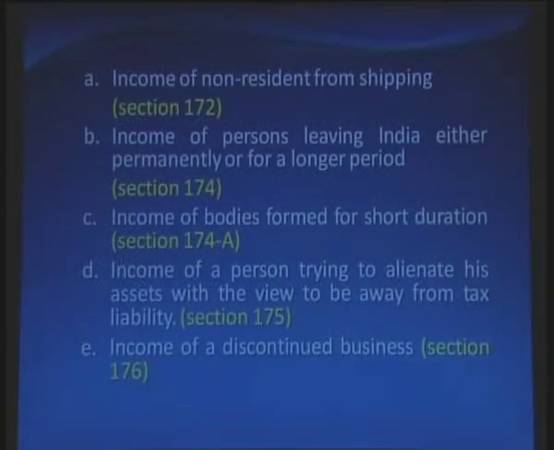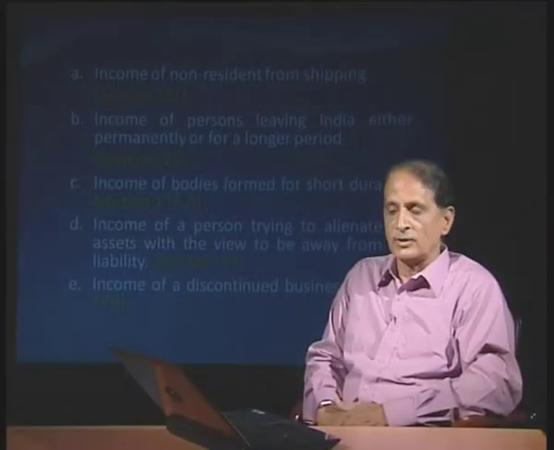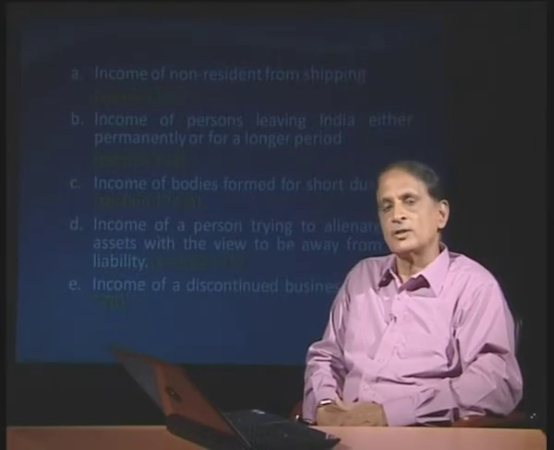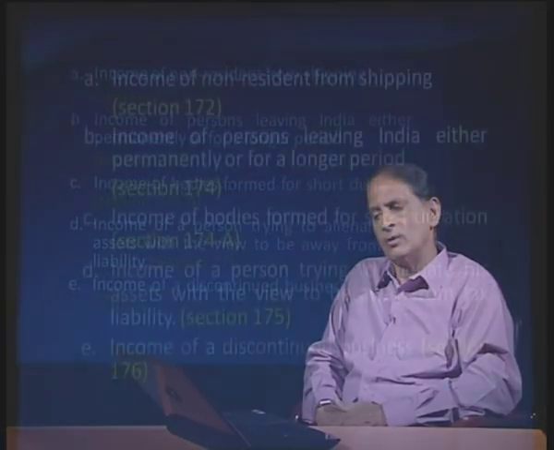Fourth is income of a person trying to alienate his assets with a view to being away from tax liability, section 175. Suppose income tax authorities get some reliable information that a particular person is involved in illegitimate activities or some illegal work so that he may minimize the tax liability, he may be away from tax liability. In that case, the income tax authority may take action against that person and his income can be assessed in the same year, so as to protect the revenue of the government.